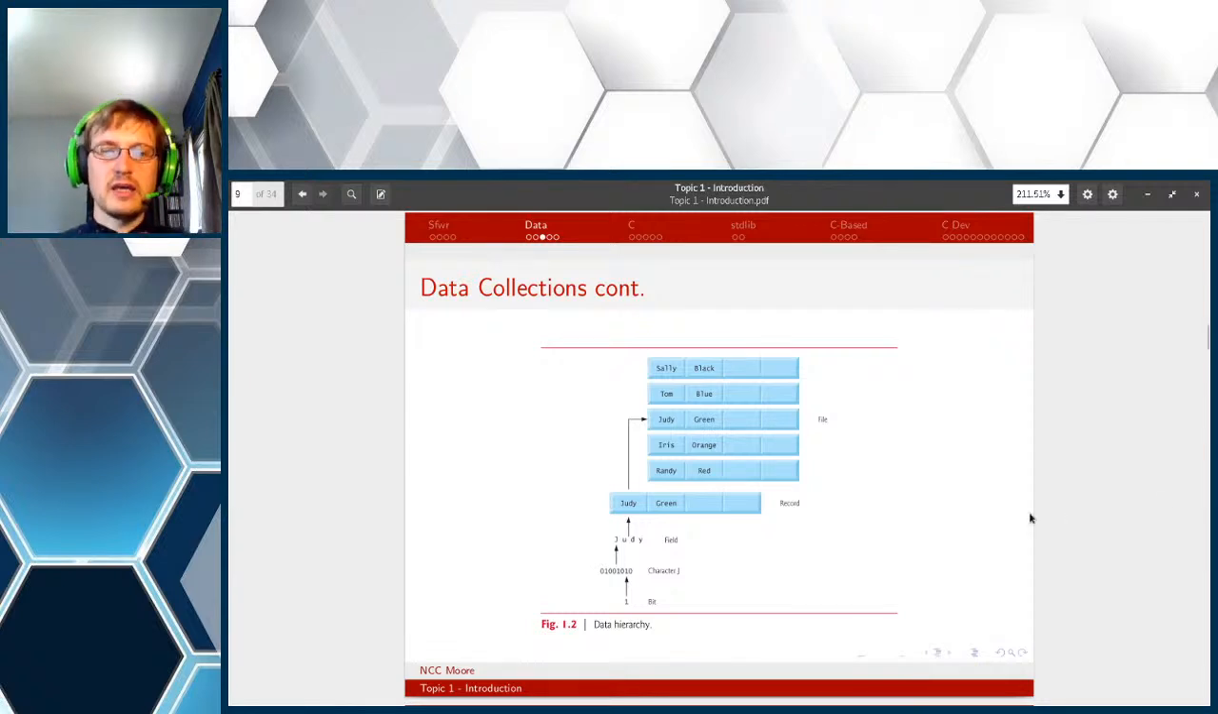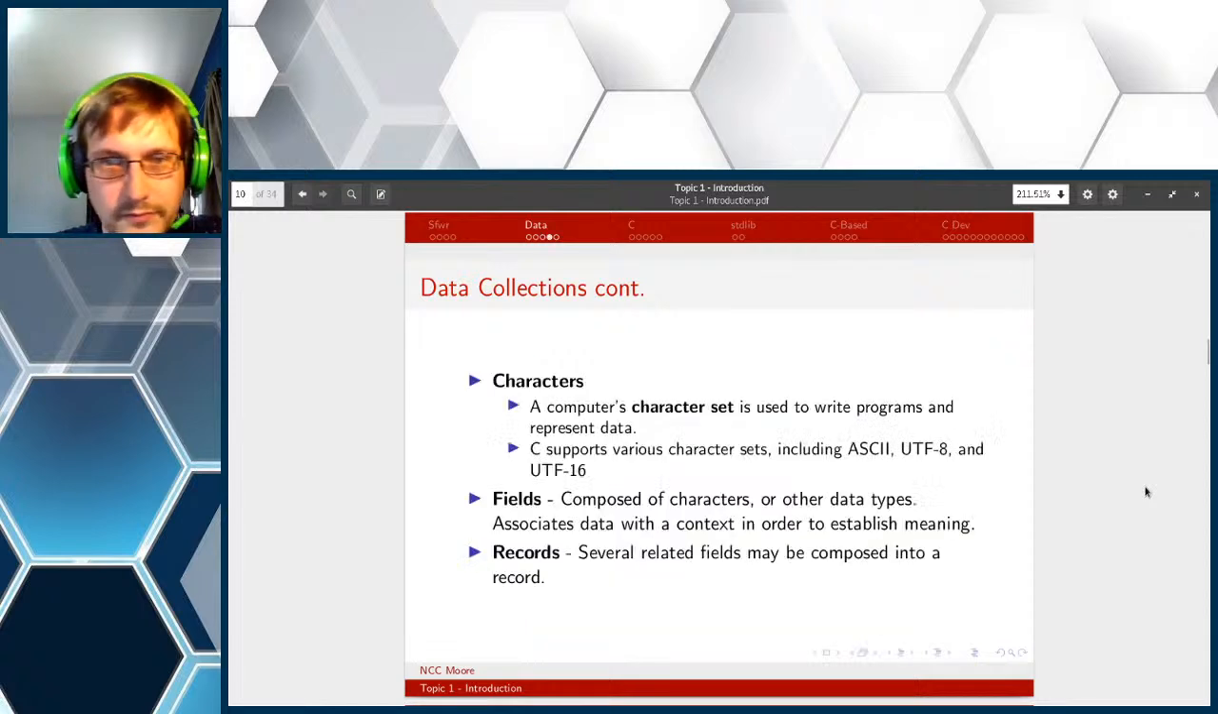So this is one of the few occasions where I actually use something from the textbook. The data hierarchy can be like this: you can have bits that are contained in characters, which are contained in fields, which are contained in records, which are contained in files. We'll get into fields, records, and files later on in the course.